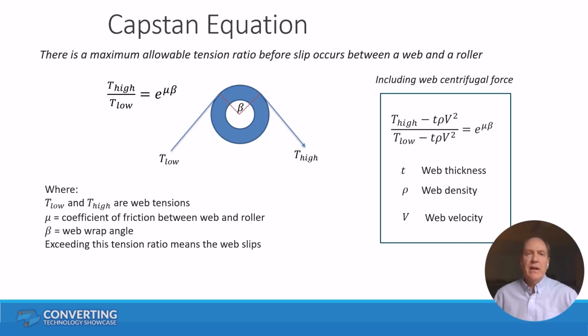This equation, the capstan equation, also known as the belt break equation, shows the ratio of tensions that you can have on a roller before you're going to have complete slip. And that ratio is proportional to e to the coefficient of friction times the wrap angle. And the equation on the right is used if the web itself is quite heavy, then you need to account for the mass and the centrifugal force in this equation. But it basically says if you can predict the tensions and you know the wrap angle and the coefficient of friction, you can determine if you're going to have slippage on a roller.